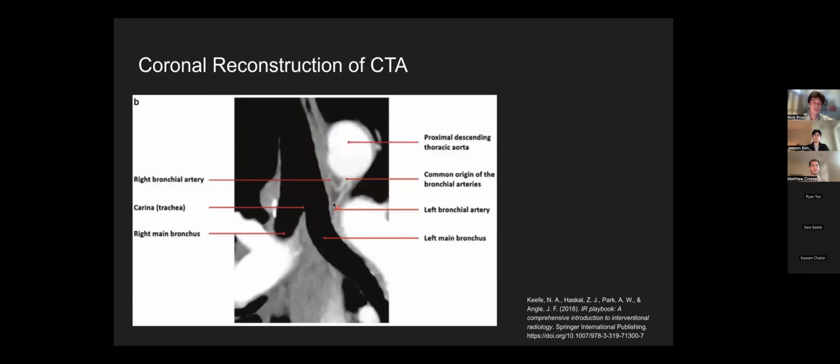This is a coronal reconstruction of a CTA. You have the right and left main bronchus, quite large. The main thing to focus on is that the bronchial arteries are quite small in comparison to the thoracic aorta.